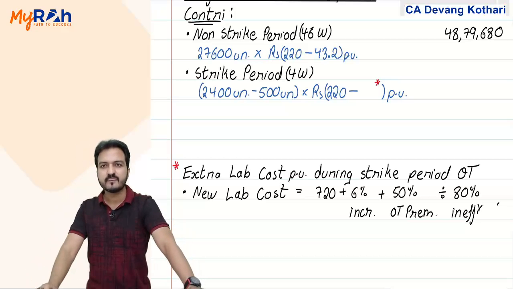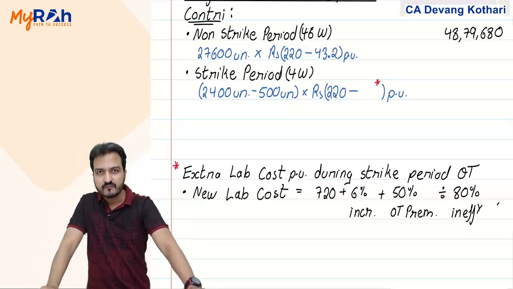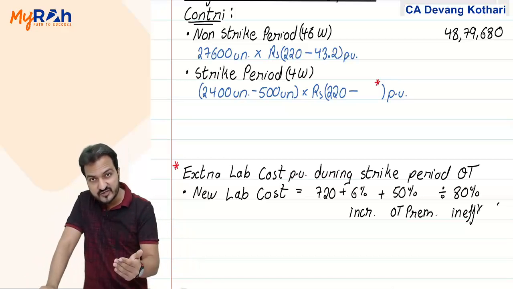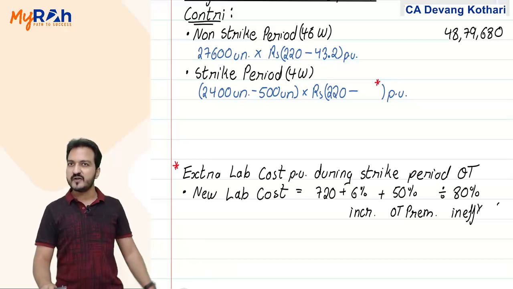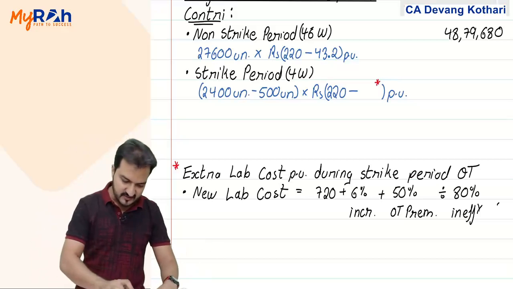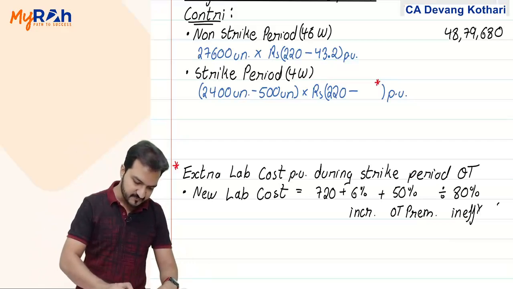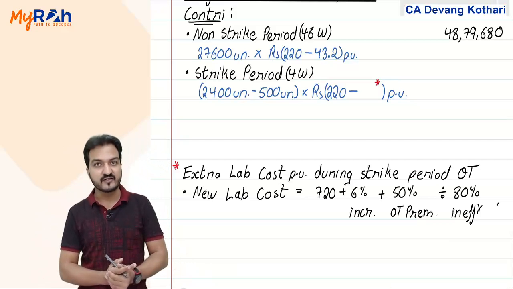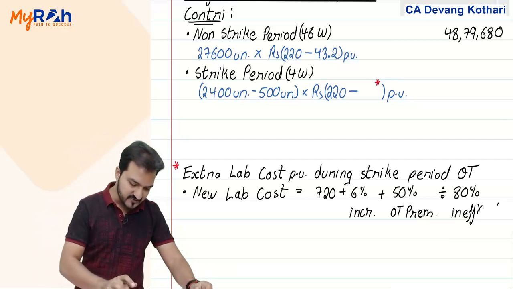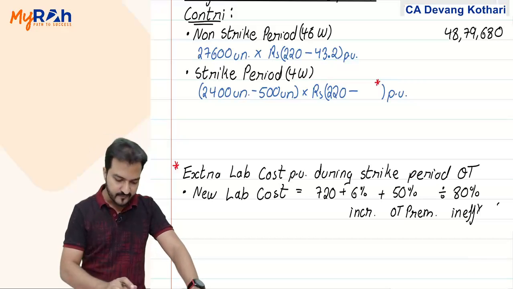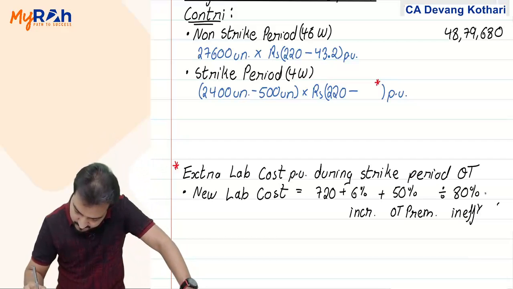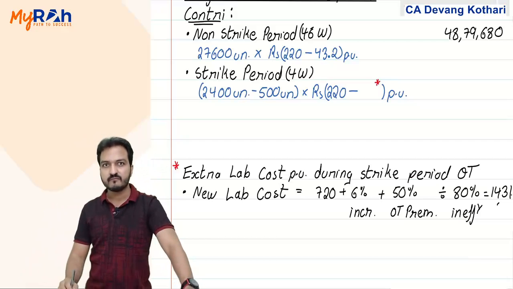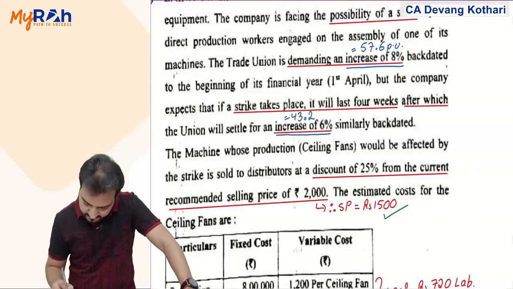inefficiency. You remember I have taught you earlier that whenever there is change of efficiency, all you need to do is divide by the new efficiency. I simply did that here. So let's try this. 720 plus 6% extra for the strike that I agreed, plus 50% extra for overtime premium, and divide by 80% makes it 1431.